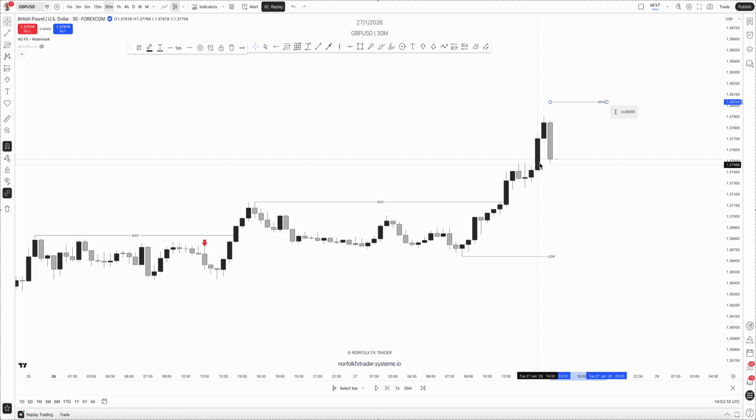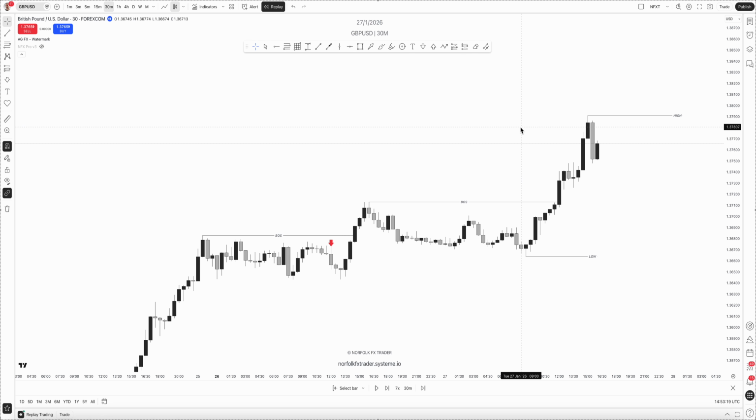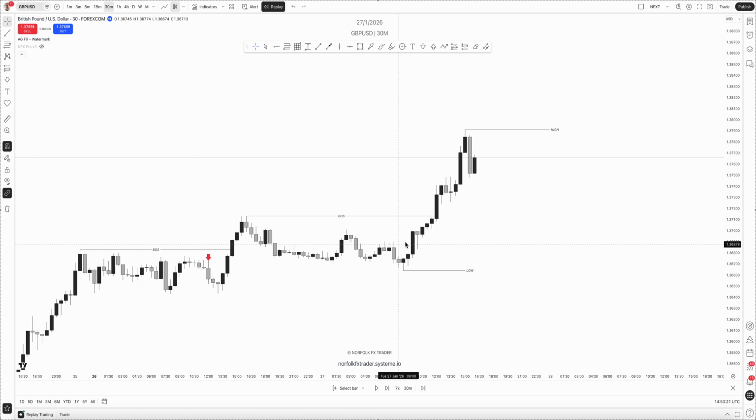Let's continue. Now we get a close down on that candle. That means this becomes a valid high. And our trading range now is this current move to the upside. So you can see that we've gone from this bullish to continuation. So again, this is our low.